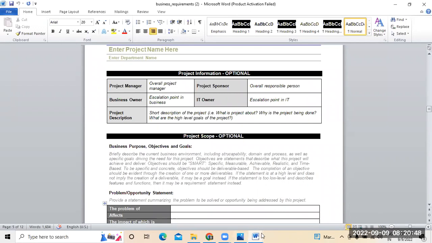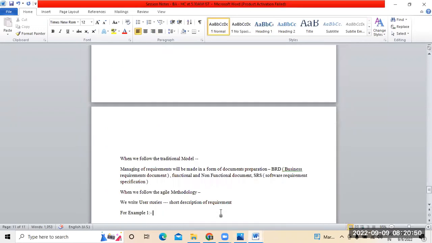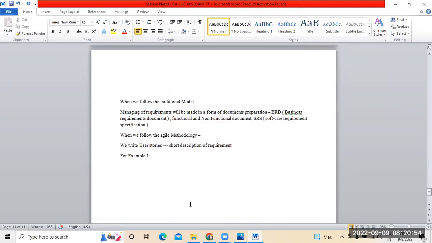Now, how to write a user story and what is an example for that? So I'm taking an example here of creating a login page. For example, the customer is asking us to create a login page. This is one functionality.